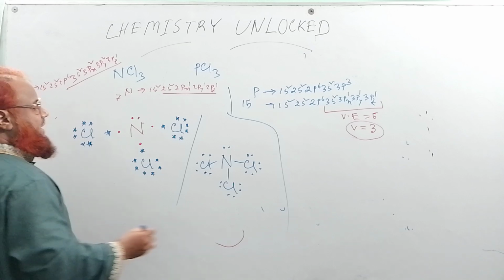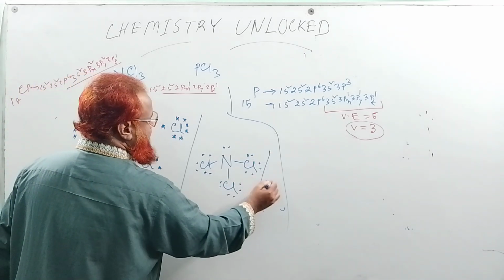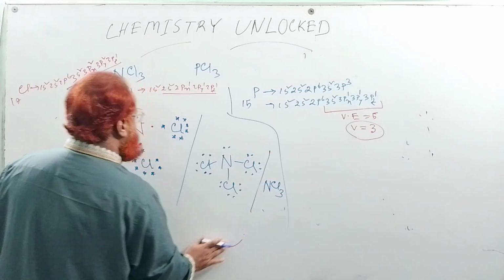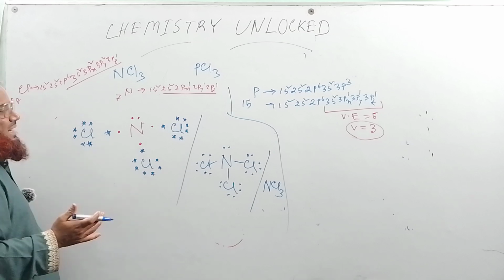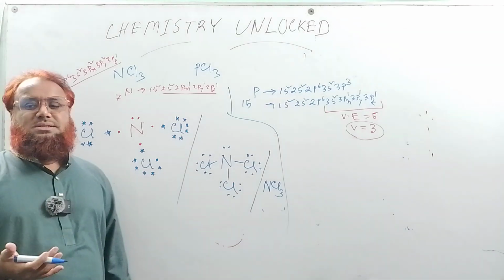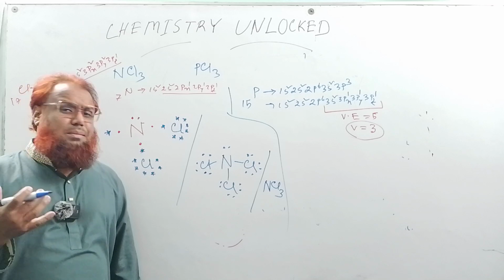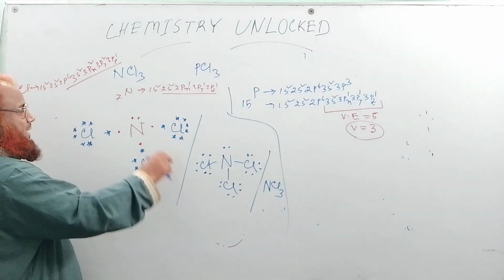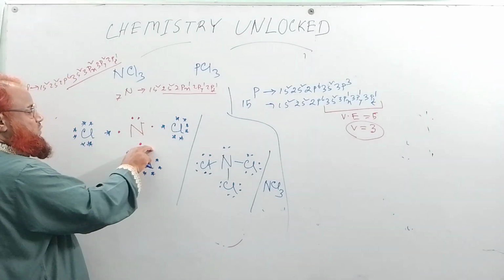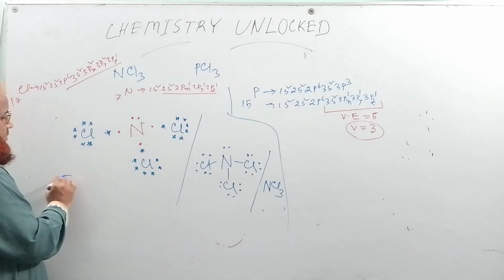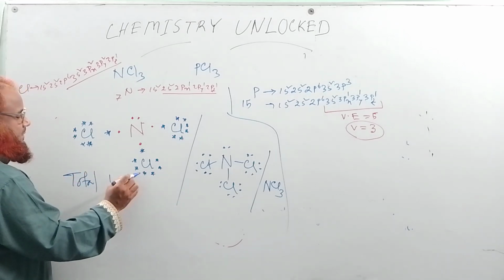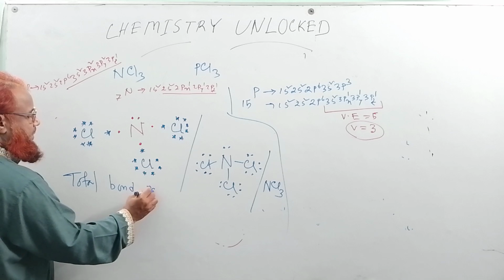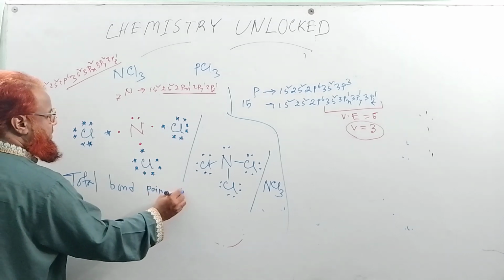My dear student, look here. This is your structure of NCl3, that is the orbit dot diagram. Now try to understand the number of electrons, lone pairs and bond pairs. Here the total bond pair is 1, 2, and 3. So total bond pair equals 3 pairs, right?